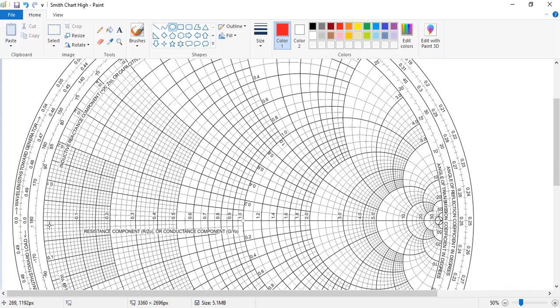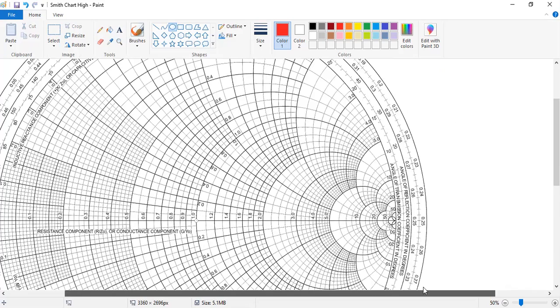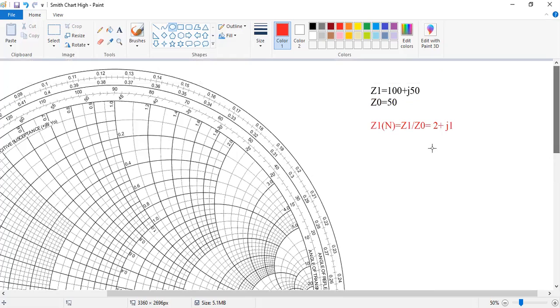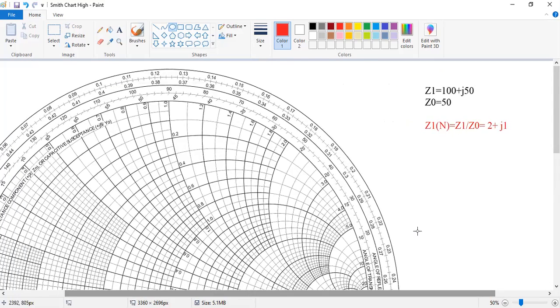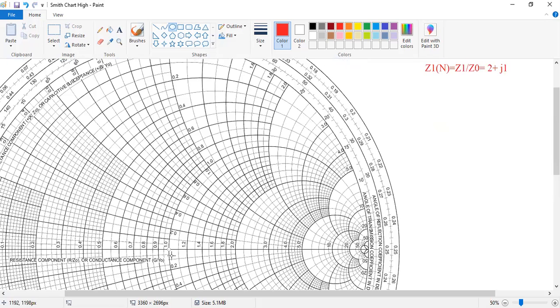Now we can see what these values are. These values are the real part, that is the resistance. If you want to locate a resistance of value 0.1, you will locate it here, 0.2 on this line, 0.3 on this line. So what is the real part in the problem? Here the real part is 2. So we can locate the real part as 2. Where is the 2? On this real axis, this is 1, 1.2, 1.4, then 2. So 2 is here. You can locate 2 here. So this is the real part. Okay.